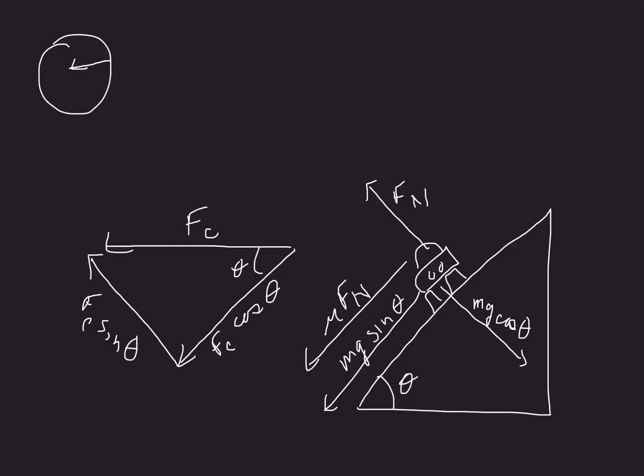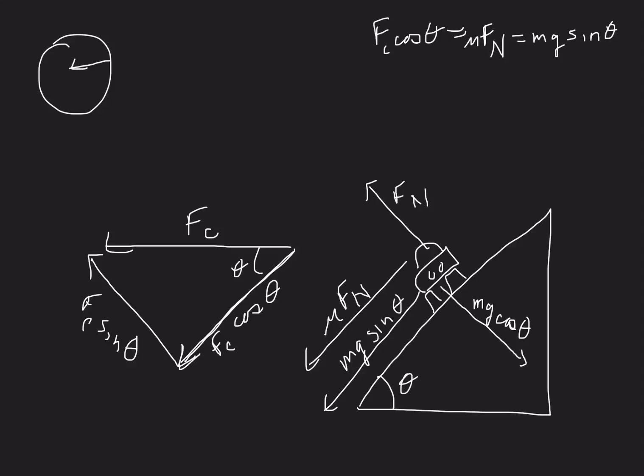And what we can do is start with two derivations. What is this side here equal to? Well, Fc cosine of theta should be equal to this force and this force. These two forces added up are this net force down here. So that would be mu Fn plus mg sine of theta. That's one equation.